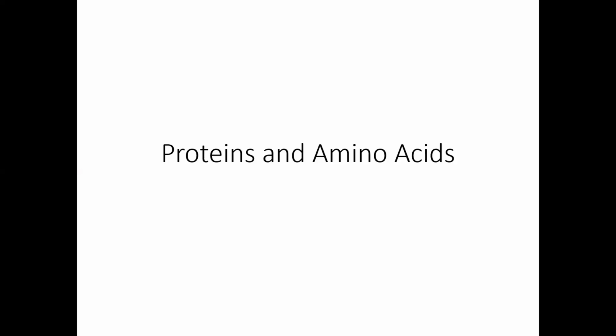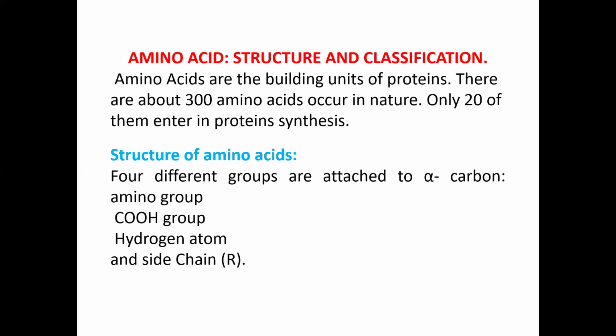So, chemistry of proteins and amino acids. First and foremost, we are going to start with the amino acids, which are the building blocks of proteins. We first need to understand what amino acids are before we understand what proteins are made up of. So amino acids have their structure and classification, and we said that amino acids are the building units of proteins.